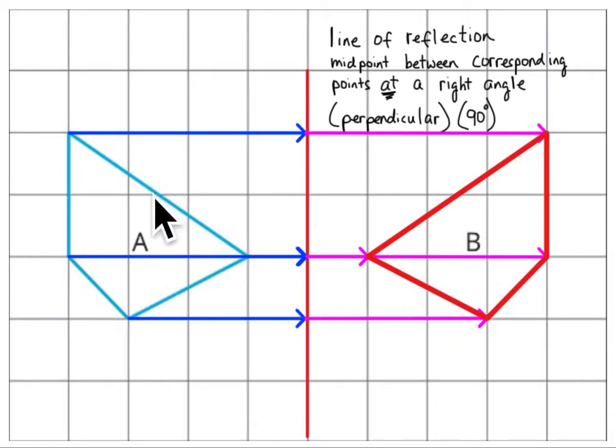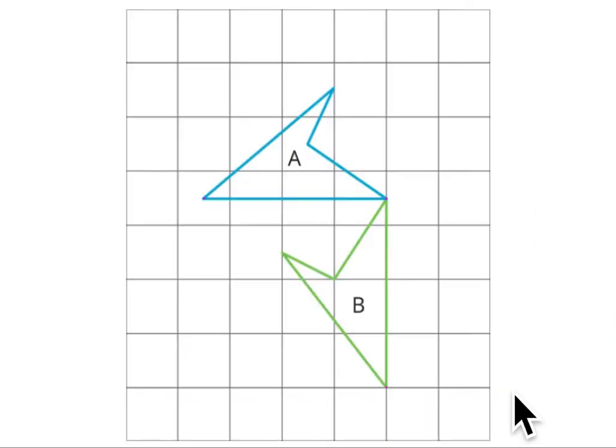And likewise, this side will rotate down here. It's also going to be on the wrong side. It's rotating from here to here. So it is not a rotation. It is a reflection. This one is a rotation, and it's a 90-degree rotation.